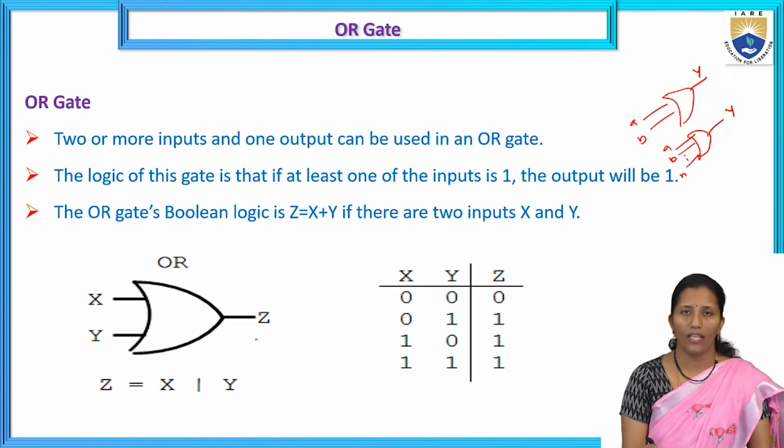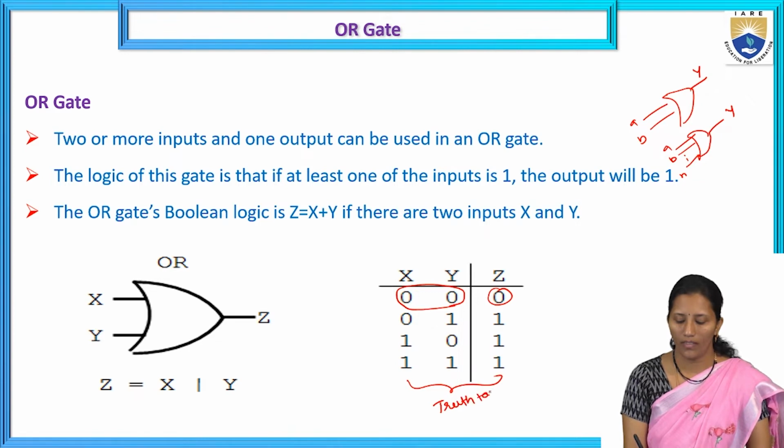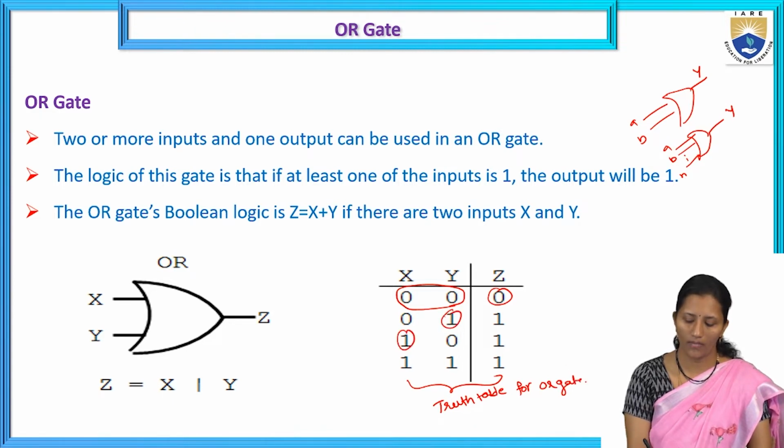If any one of the inputs is logic high, then we will get the output high. If both the inputs are 0, the output is 0 for the OR gate. So this is the truth table for the OR gate. If any one of the inputs is 1, then we are going to get output 1.